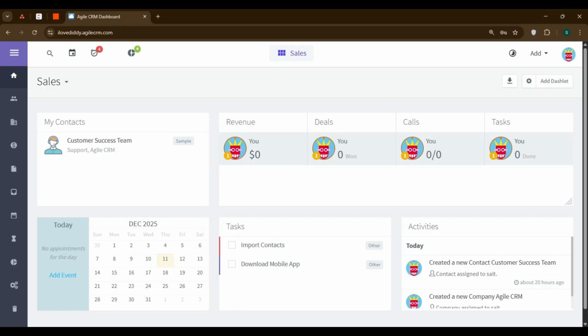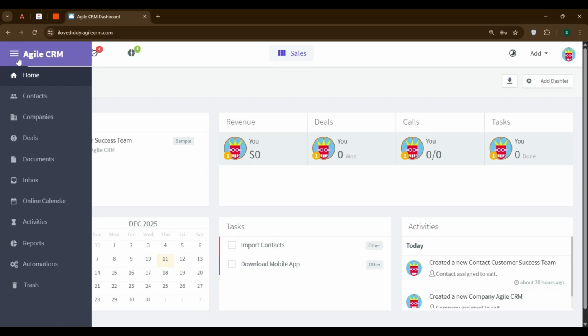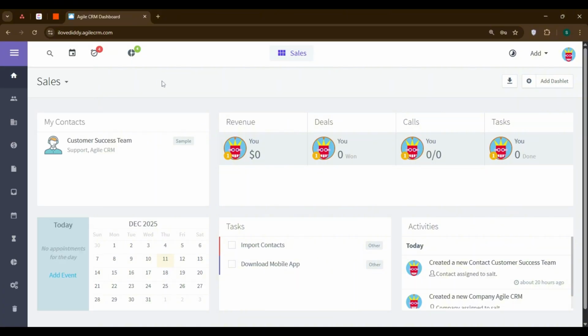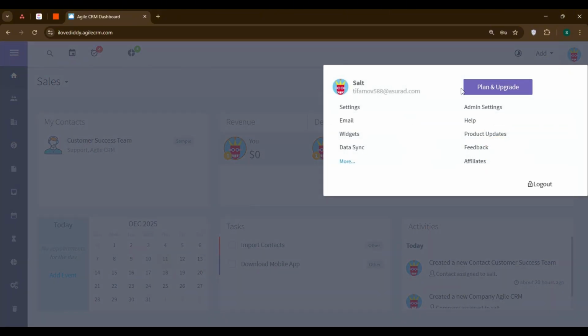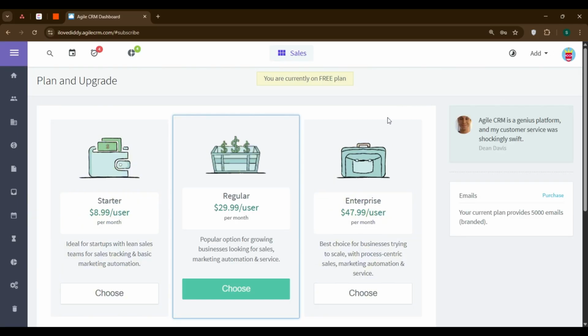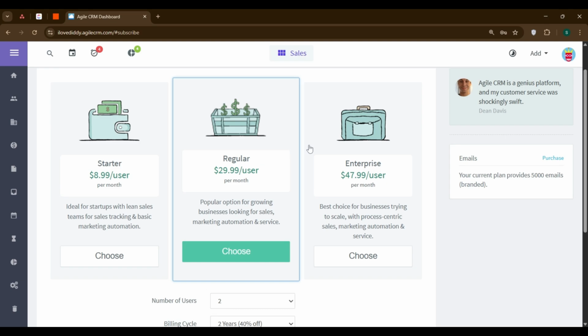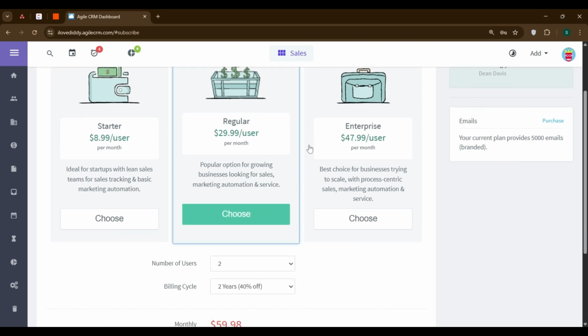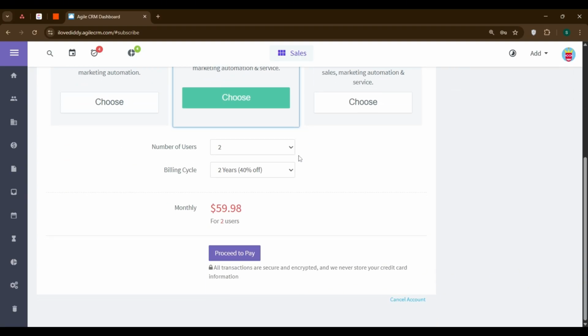First, let's talk limits. The free plan caps you at 1,000 contacts and 1,000 branded emails per user per day. You also get a limited number of automation workflows and only 10 MB of file storage. The biggest operational limit is one user. It's really meant for a single person to manage their pipeline.